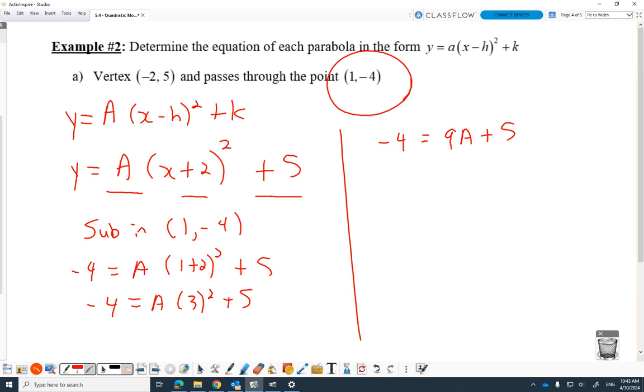Yeah, bring it over. -4 minus 5 equals 9a. Maybe you got different steps here. Maybe you like to bring the a's over to the left and the numbers to the right. Yeah, that's fine. You'll get the same as me. And then divide by the 9. a equals -1. Are we done?